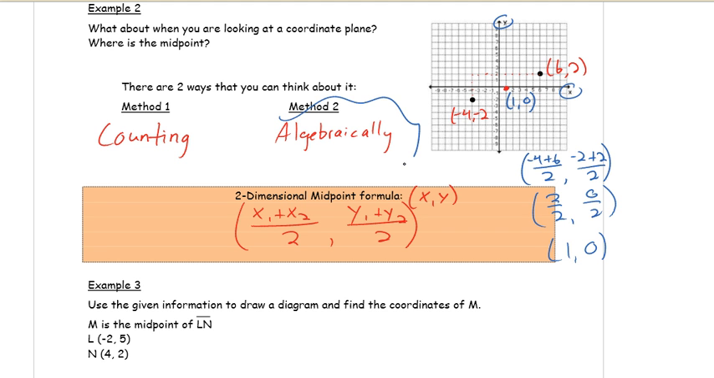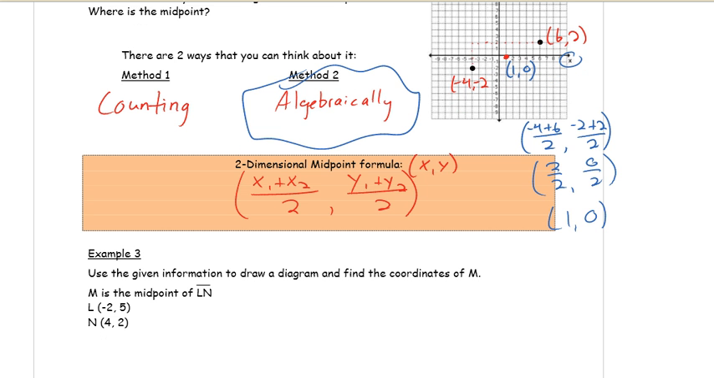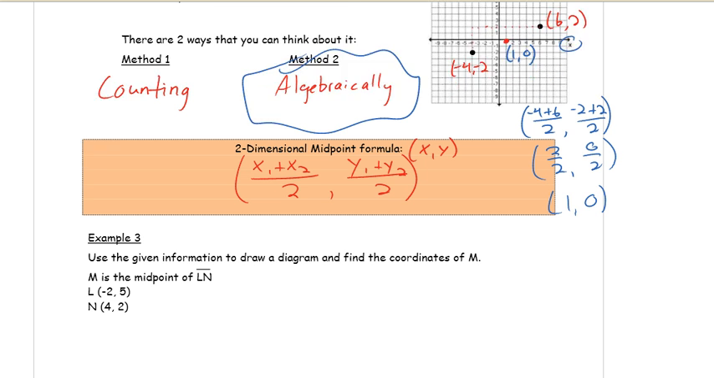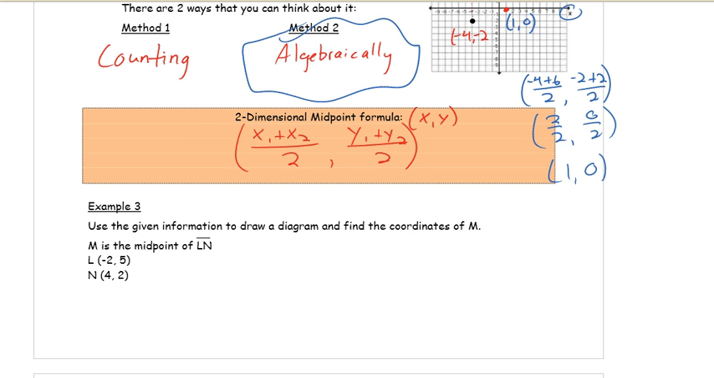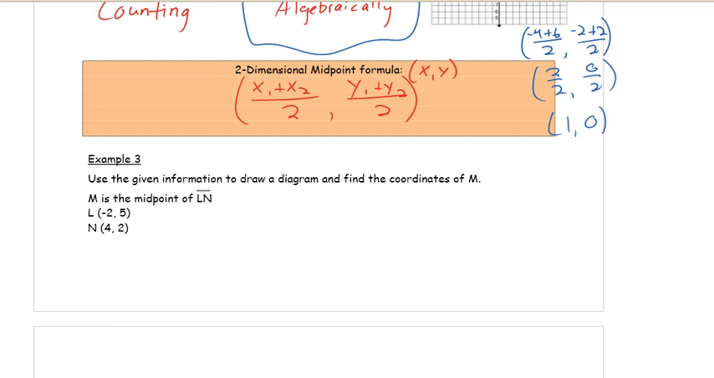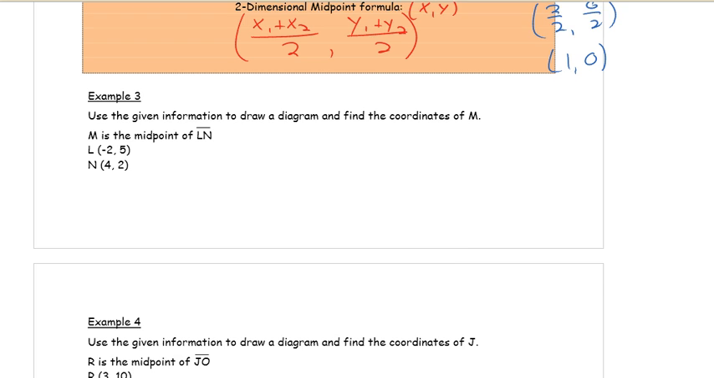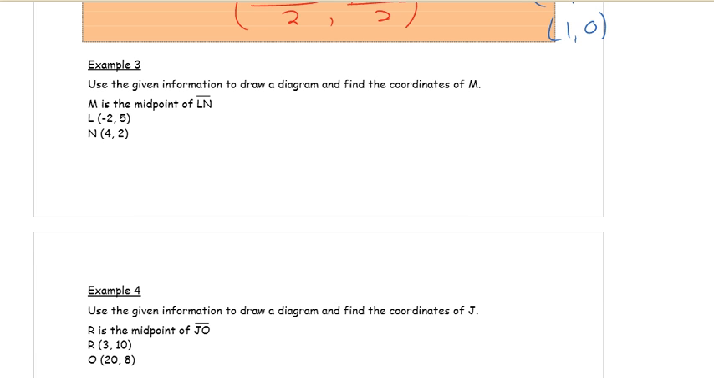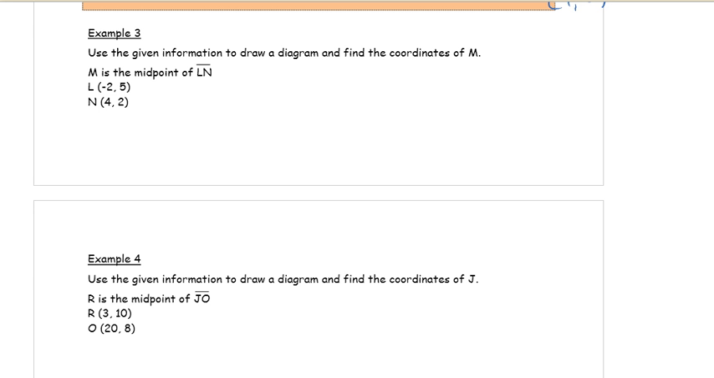We want to go with algebraically. We do not want to count. We do not want to have to sit there and count on our fingers up and down as we go through that. So let's look at a couple of examples. It'll get a little bit trickier than that. Not too bad though. Use the given information to draw a diagram and find the coordinates of M. It's important that you draw a diagram. This one will be easy, but this next one won't be as easy.